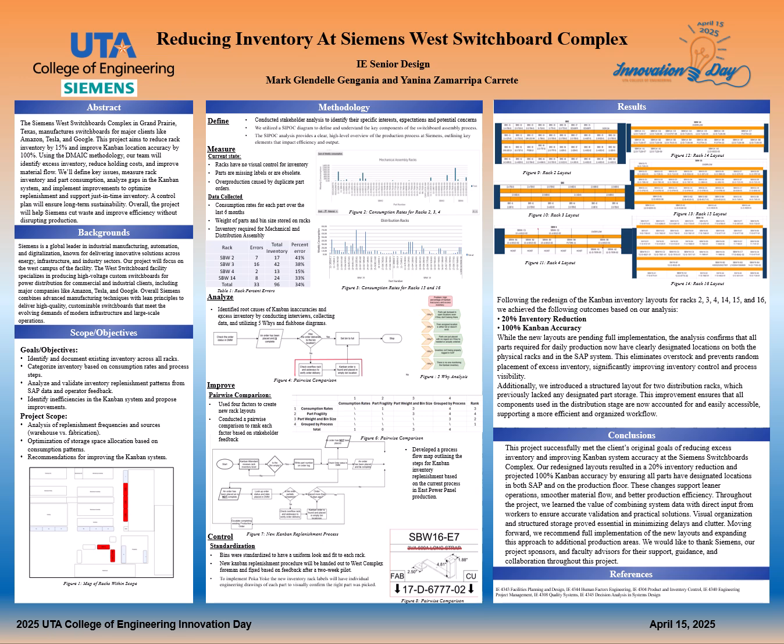As for our results, the 6 figures above show the redesign of the Kanban inventory for the racks within distribution and mechanical assembly. In the end, we were able to achieve an inventory reduction of 20% as well as 100% Kanban accuracy. While the new layouts are pending a full implementation, our analysis confirms that all the parts required for their daily production have now been clearly designated a location on both the physical racks as well as the SAP system. This will eliminate overstock and prevent random placement of excess inventory, significantly improving inventory control and process visibility.